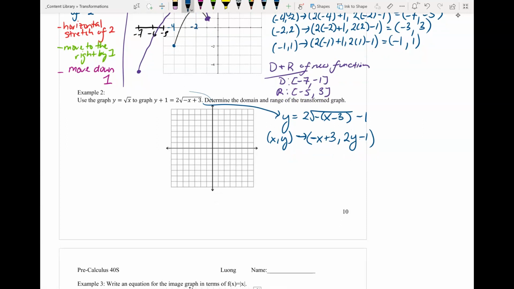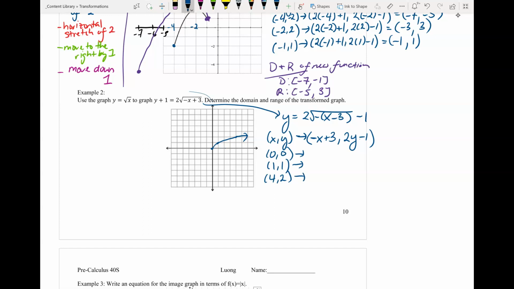Now, some points from our regular root x graph, if I want to quickly draw it, it looks something like this. That's what your regular y equals root x graph looks like. You have a point at 0, 0, at 1, 1, and at 4, 2. This is a graph you should probably have memorized as one of your basic graphs.